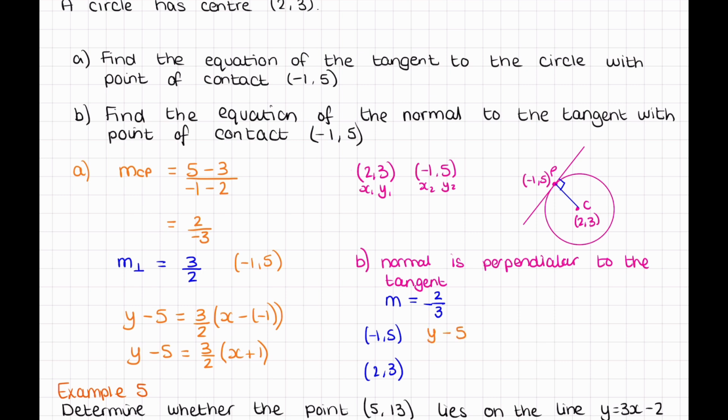So we'd have y minus 5 equals our gradient, negative 2/3, bracket, that would be x minus minus 1, so x plus 1. Or if we subbed in the second point, the 2, 3, the centre, we'd have y minus 3 equals negative 2/3 x minus 2. And what you would find is if you expanded those two equations and rearranged them to one of the other two forms, you would get the same answer.